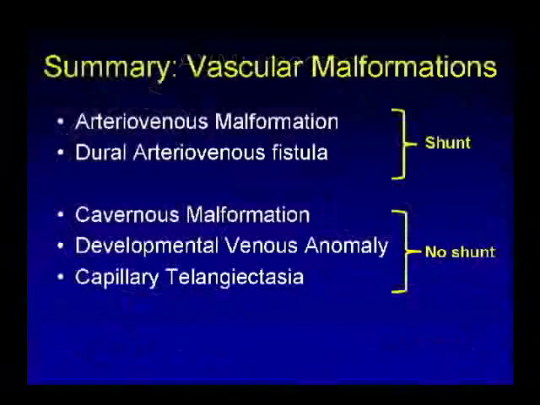So in summary, the vascular malformations, there are those with a shunt. Remember, AVMs are a congenital vascular malformation. Dural arteriovenous fistulas also have a shunt, but are usually acquired. And then the no shunt lesions. And I've also highlighted in yellow those that carry a risk of hemorrhage, and in white those that do not.